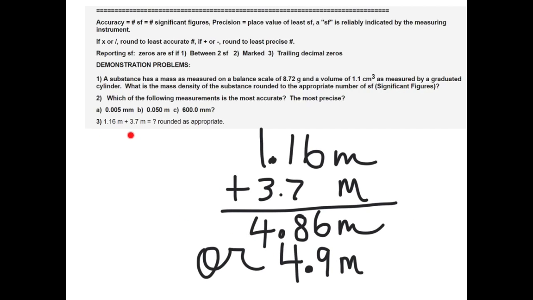However, here we've only added, and therefore the rule becomes: round to the least precise number, or to the place value of the least significant digit used. And so that means, since we only have the nearest tenth of a meter with this number here, we have to round our answer to the nearest tenth of a meter as well. And so that gives us 4.9 meters as a result.